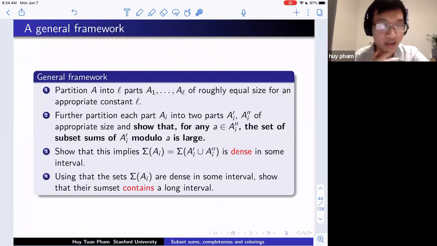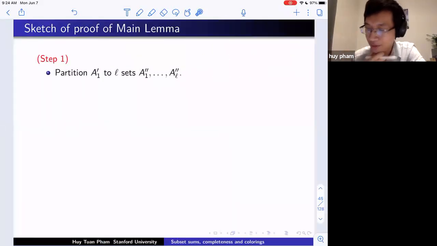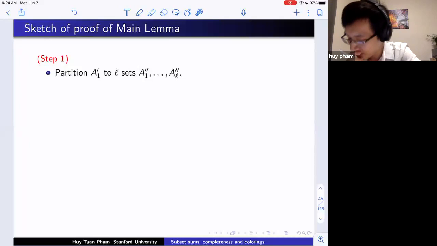This is usually the hardest step, and it's the step where we want to show that the set of subset sums modulo some number is large. So we'll see how it appears in each case. Let me now step through how we apply this framework to the situation of our main lemma, where we recall we want to create some interval of length at least 2x in a set of subset sums of some set. So we go according to the first step.